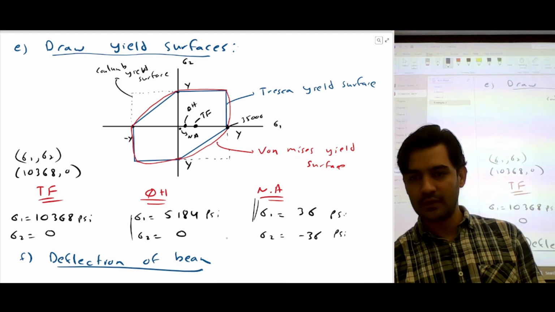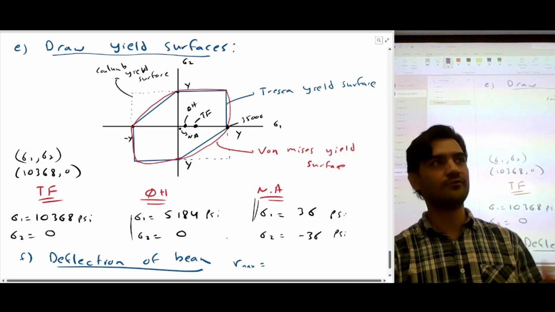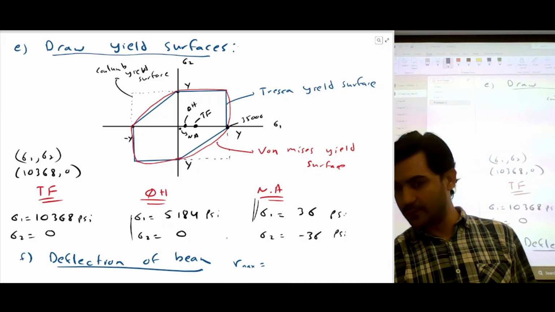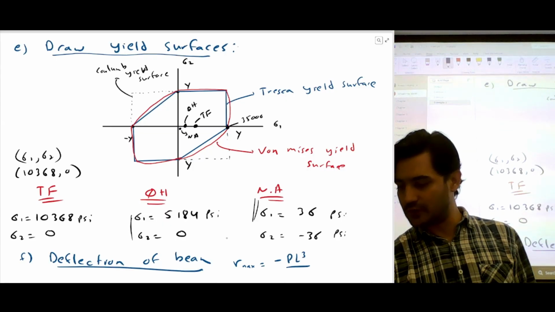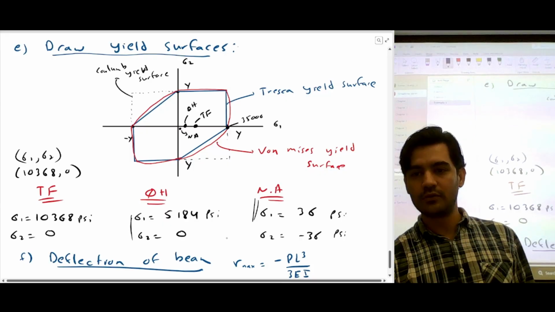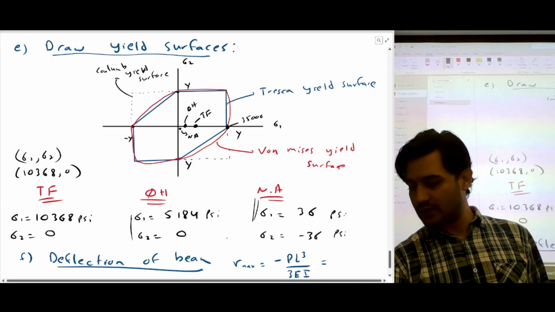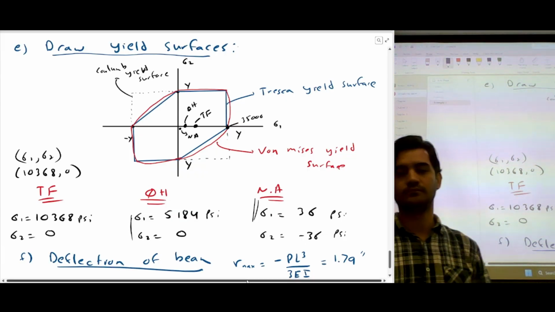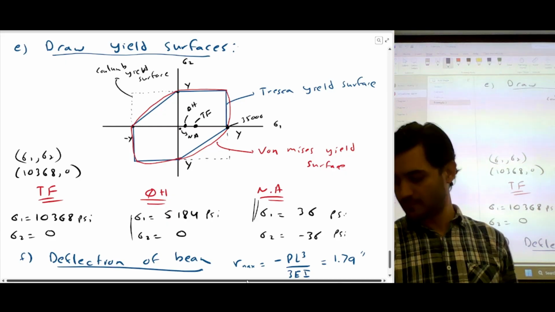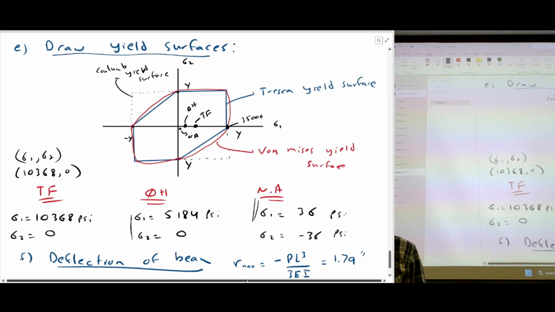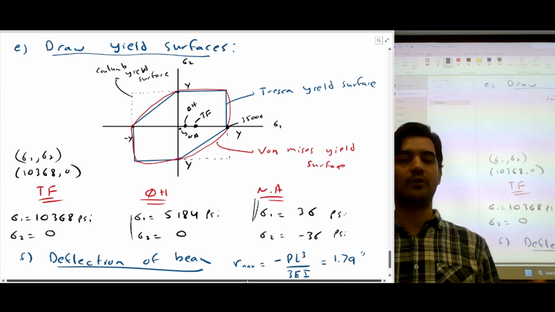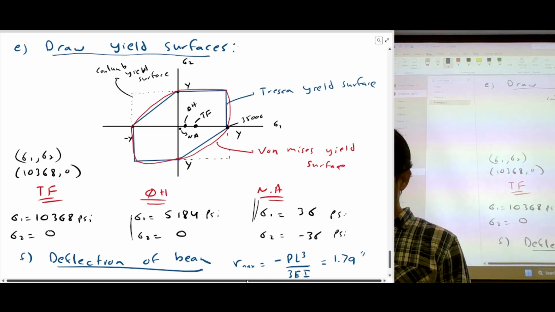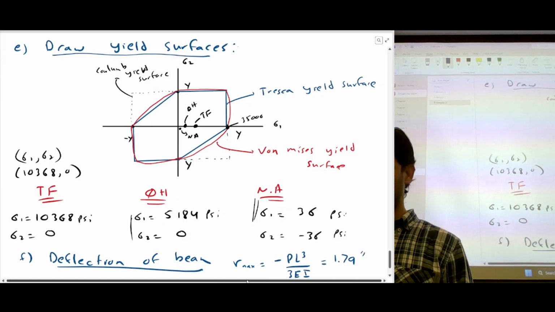I'm going to write down the formula. If you want to calculate deflection for a cantilever beam with a point load, the formula on the paper I gave you is negative PL cubed over 3EI. If you use this formula, you're going to get 1.79 inches of deflection at the end of the cantilever beam. You can calculate this. P is 12 pounds of load, length is 36 inches, modulus of elasticity was given, which was 10,000 ksi, and moment of inertia you can calculate.